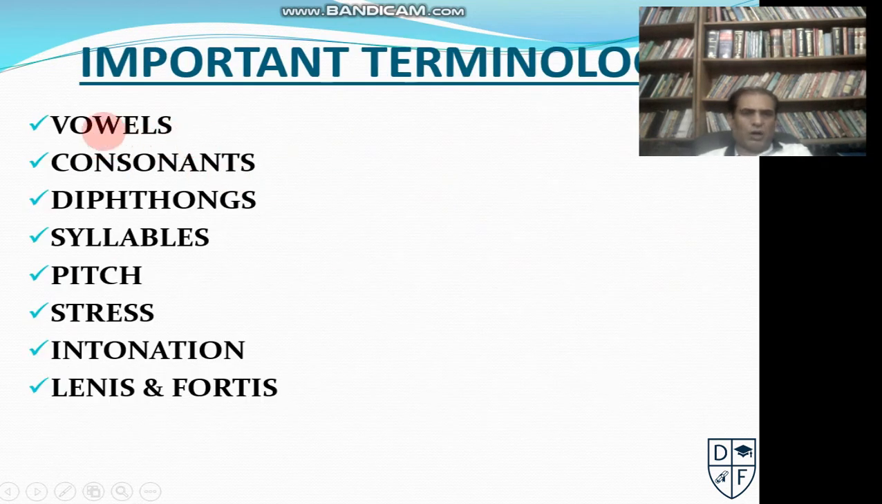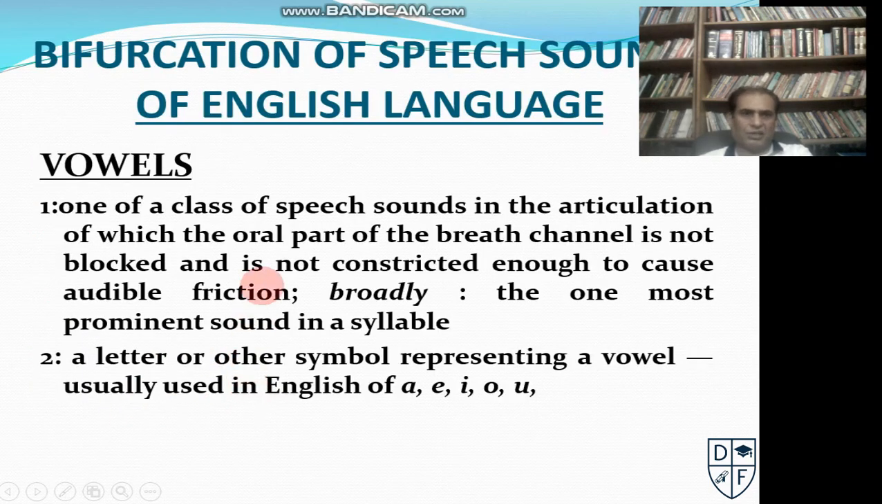We talked about vowels. Vowels are the sounds which are produced without any restriction. Consonants are the sounds produced with restriction. Diphthongs are two simultaneous vowel sounds. Syllables are the sound units. Pitch is the speed of the sound. Stress is the emphasis. Intonation is the emphasis in a paragraph. Lenis and fortis are the stressed and unstressed syllable.